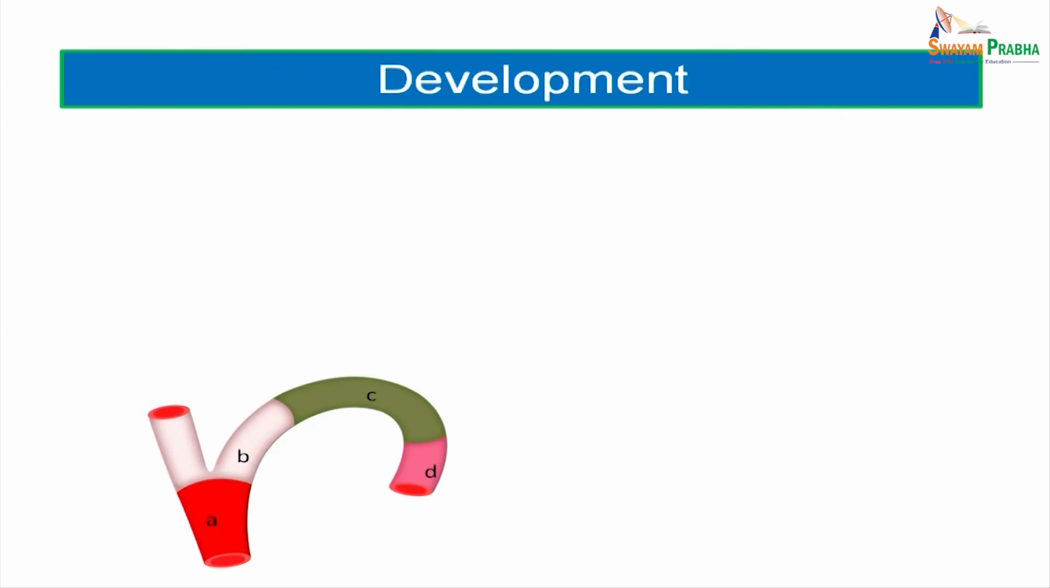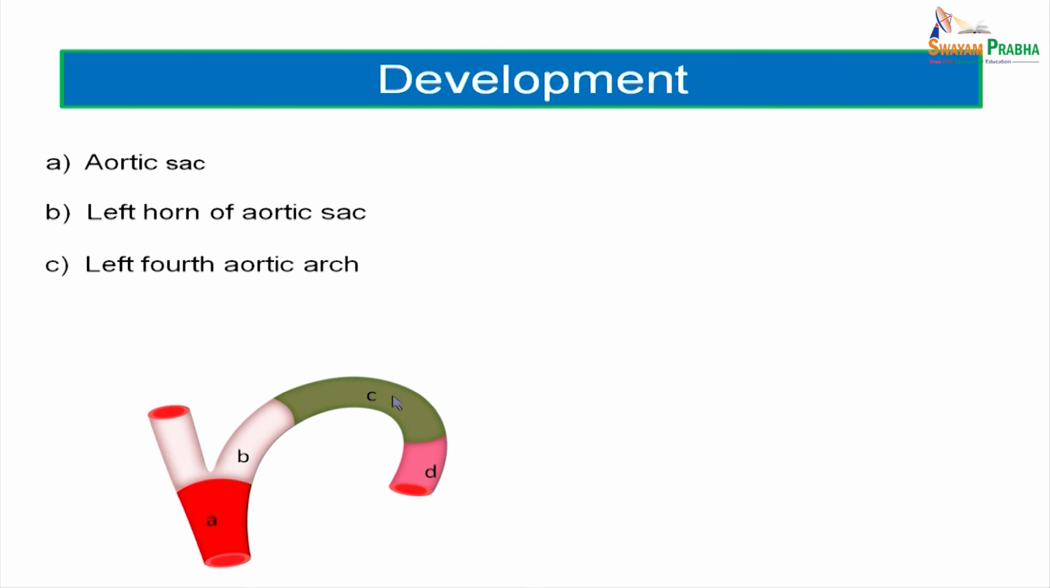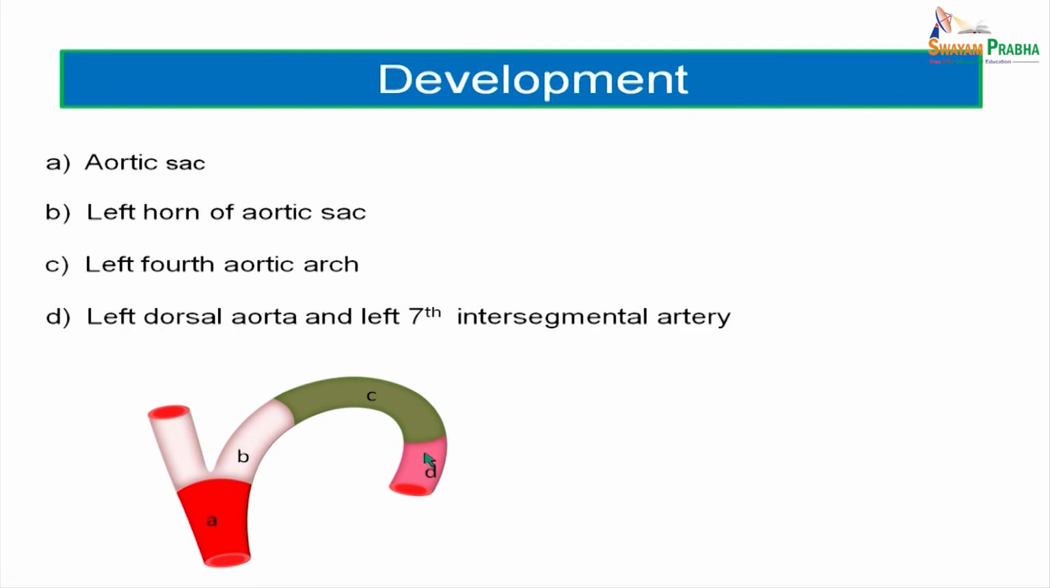Moving on to the development of the arch of aorta, it develops from four sources. The first segment is the aortic sac, which is the distal part of the truncus arteriosus. The next segment includes the left horn of the aortic sac. The green segment shows the left fourth aortic arch. The fourth pharyngeal arch contributes to the connection between the dorsal aorta and the left horn of the aortic sac. And the last segment is the dorsal aorta itself on the left side and the 7th intersegmental artery. All these four units contribute to the complete formation of the arch of aorta.